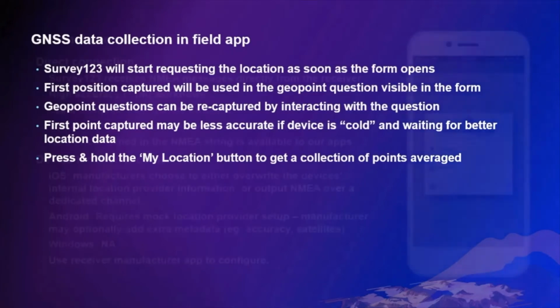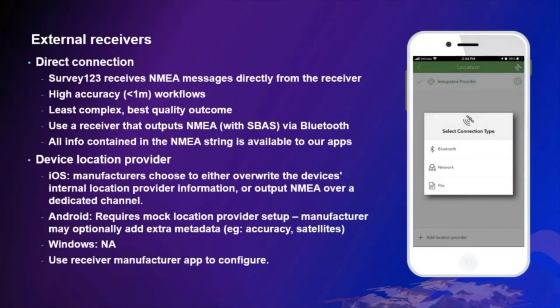There are two ways to connect your device to external GPS receivers, either via a direct application connection or the OS system internal connection. A direct connection is where the Survey123 app is connected directly to the GPS device via Bluetooth, network, or USB connection, and is the preferred way for connecting to a receiver.